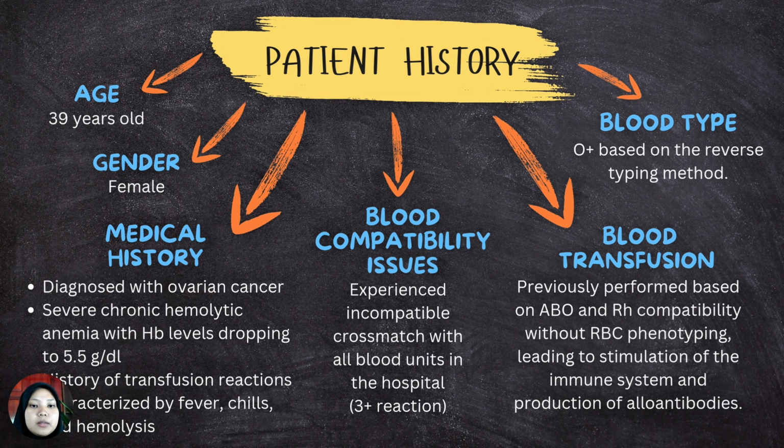She has blood compatibility issues where she experienced an incompatible cross-match with all blood units in the hospital, with 3 plus reactions. She previously received blood transfusion based on ABO and Rhesus compatibility without RBC phenotyping, leading to stimulation of the immune system and production of alloantibodies. The blood type of the patient is O positive based on the reverse typing method.